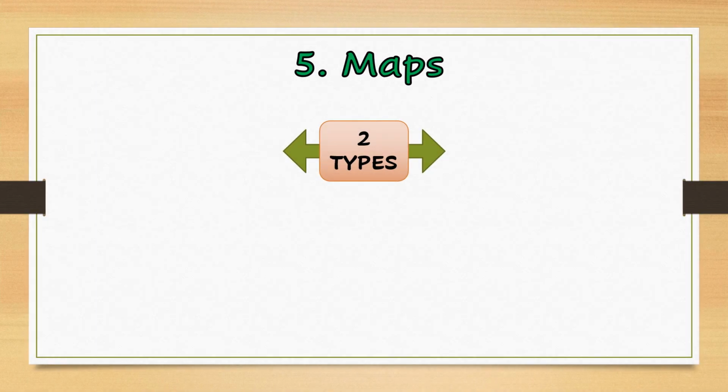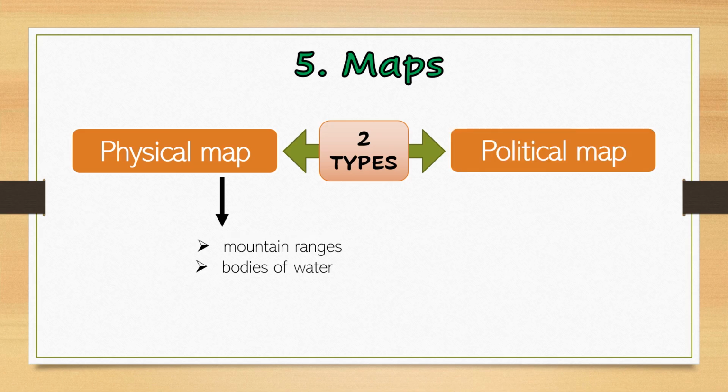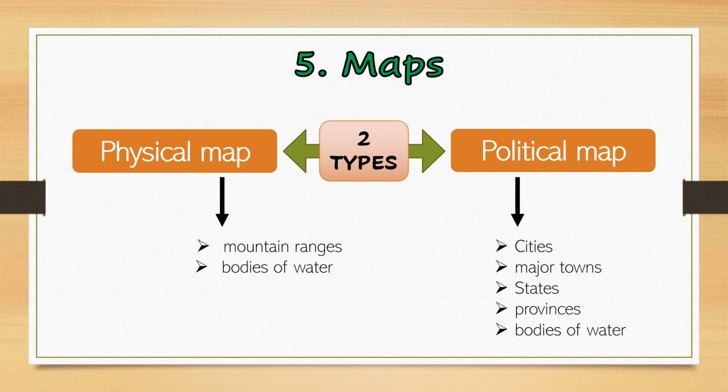Maps. These are visual representations of selected characteristics of a place, usually drawn on a flat surface. There are 2 types. Physical map, which contains mountain ranges and bodies of water, and political map, which contains cities, major towns, states, provinces, and bodies of water.